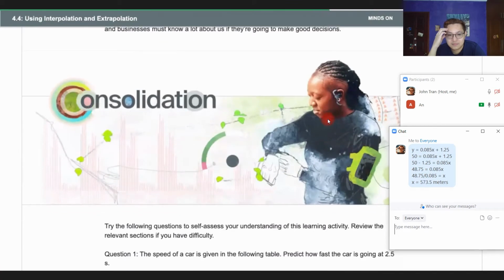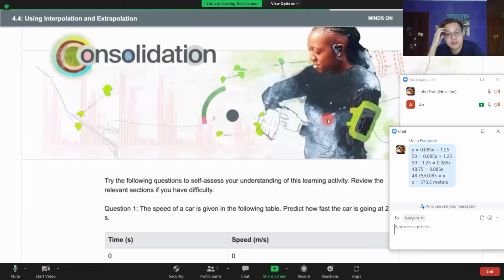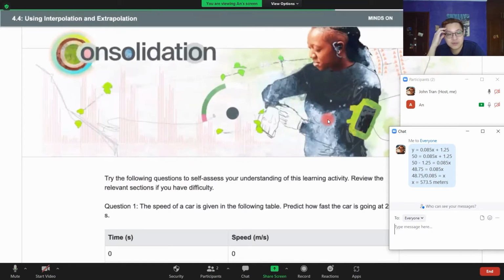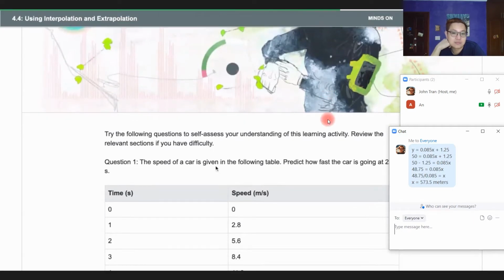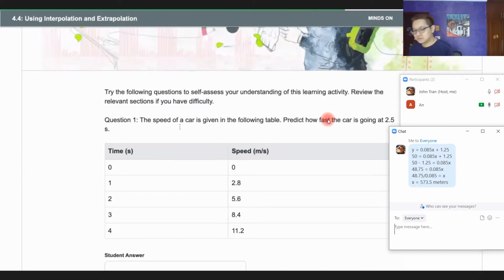Consolidation. To self-assess your understanding, try the following question. Question 1. The speed of a car is given in the following table. Predict how fast the car is going at 2.5 seconds.